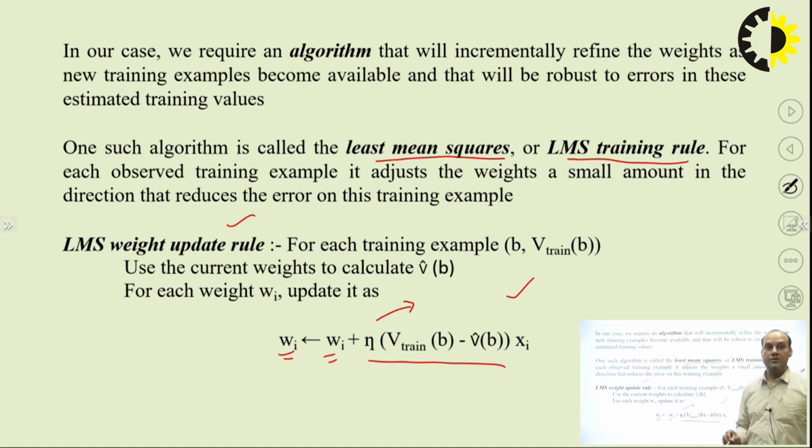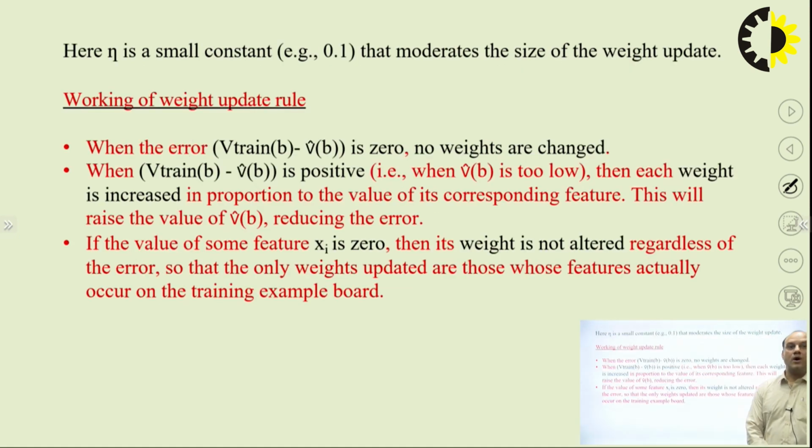So we will just do the approximation here. Eta will be considered a small constant. For example, we have considered 0.1 for a moderate size of weight update. So how will this work? The working of this update rule is that when the error term is 0, no weights are changed.